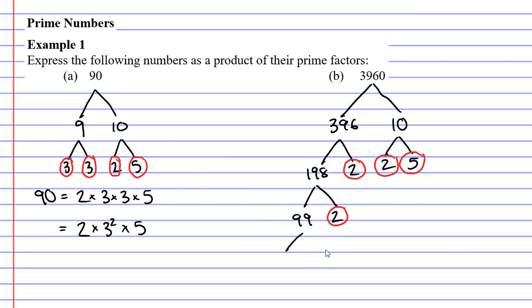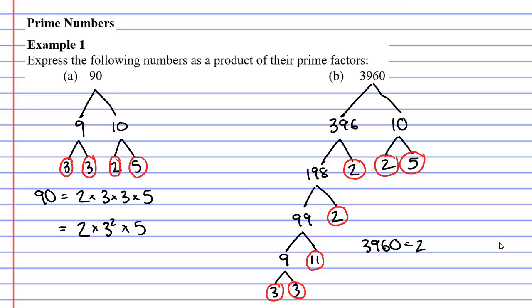I will now branch out from the 99 and get 9 and 11, since 9 times 11 is 99. 11 is also a prime number, so I'm going to circle it. And then finally the 9 branches down into 3 and 3, which are both prime. So this number, 3,960, has a lot of factors.